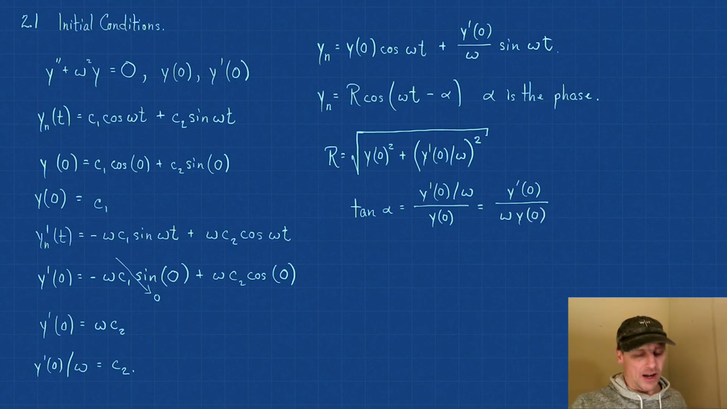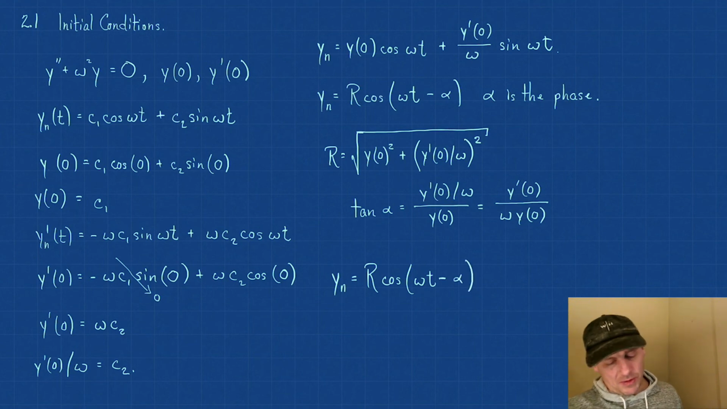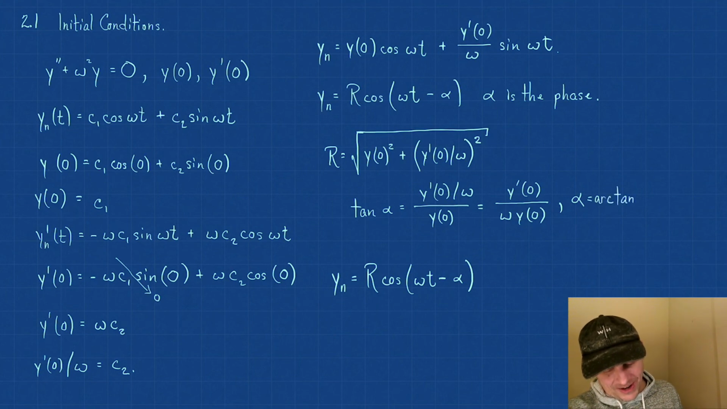And now we have written our null solution in this form of r cosine omega t minus alpha. We could put all of that in there, but that's going to look pretty rough. And so alpha actually is the arctangent of y prime of 0 over omega times y of 0.